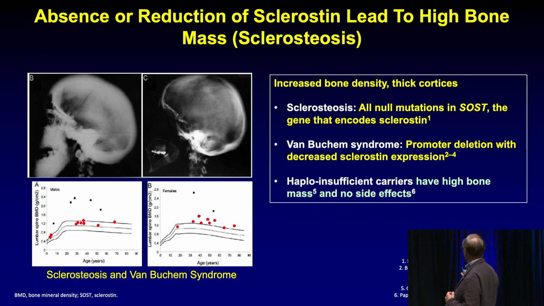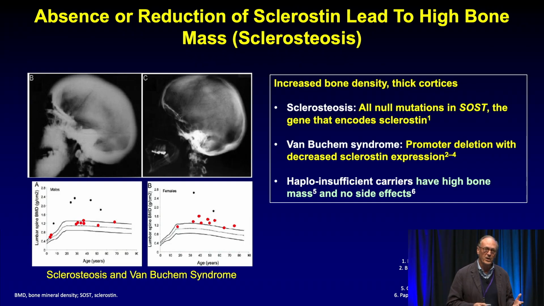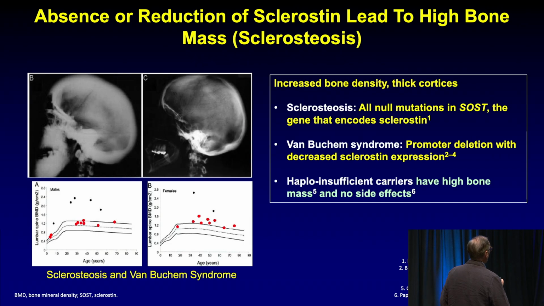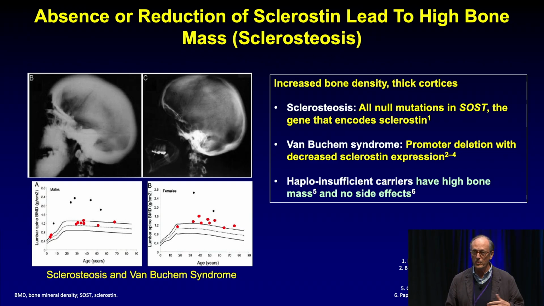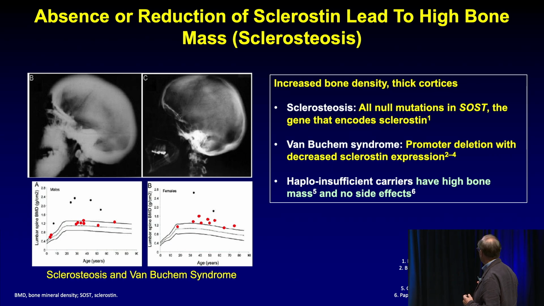Now, in both cases, the gene that was causal was identified as a protein that they called, at the time, of course, sclerostin. This one is a null mutation, and this one is a deletion in the promoter, which decreases markedly the level of expression of the protein. Now, what attracted the field and the industry, many companies at the time, was the observation that the haploinsufficient carriers, the heterozygotes, have high bone mass, as shown here with these red dots, compared with the normal range.